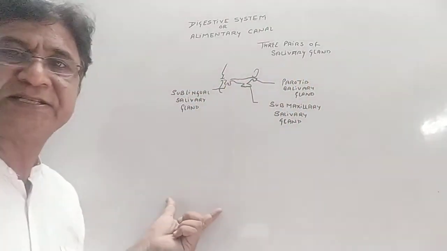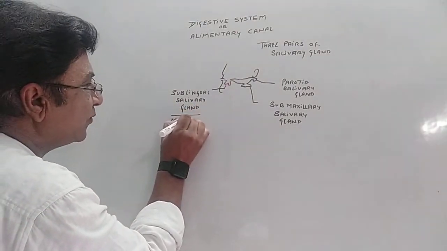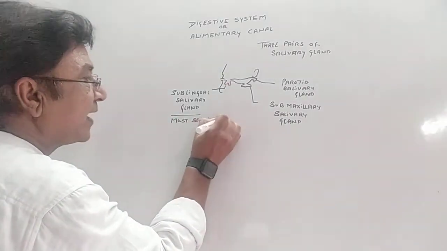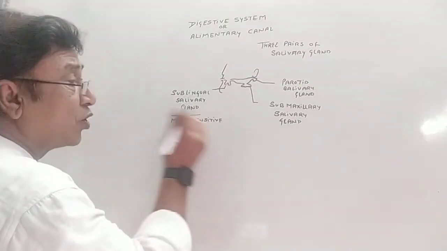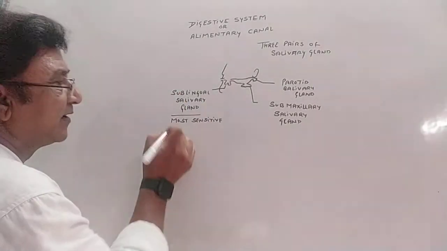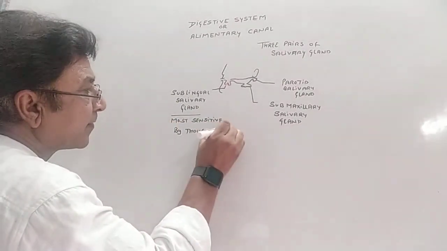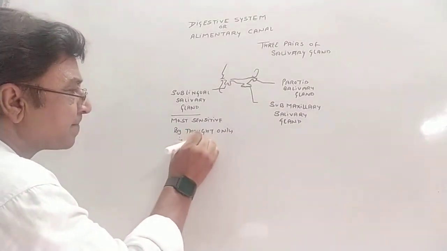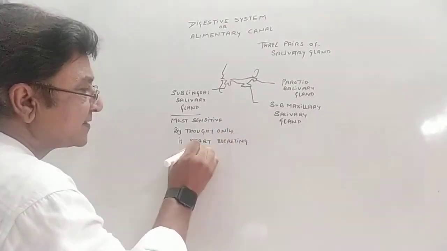Now there are certain characteristics for these glands. The sublingual gland is the most sensitive gland. Why? Because by thought alone it starts secreting. Even by the thought of good food, just from thought it starts secreting saliva. So by thought only, thought of obvious food material, it starts secreting saliva.